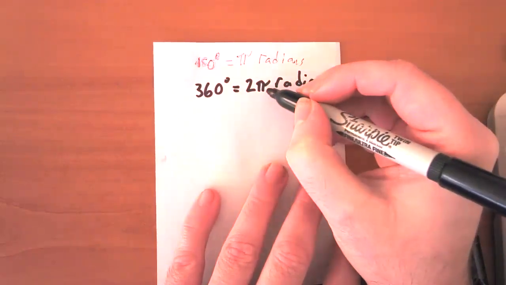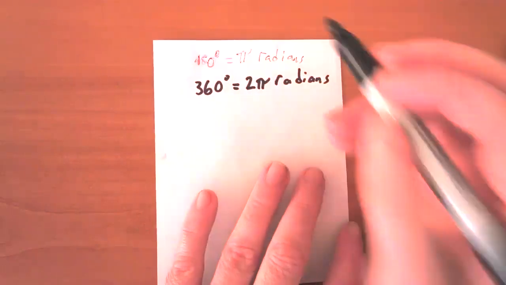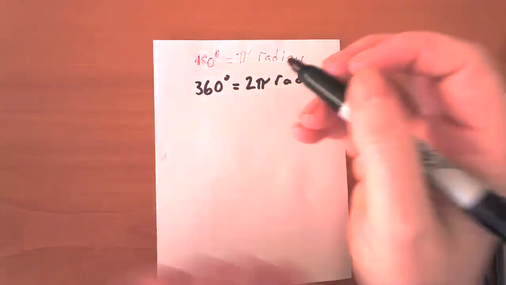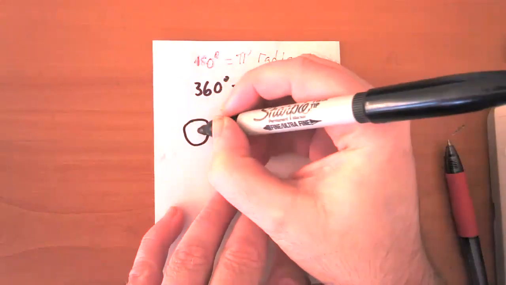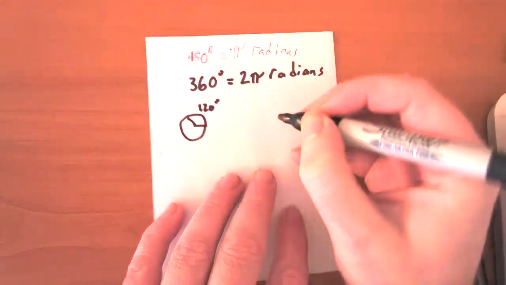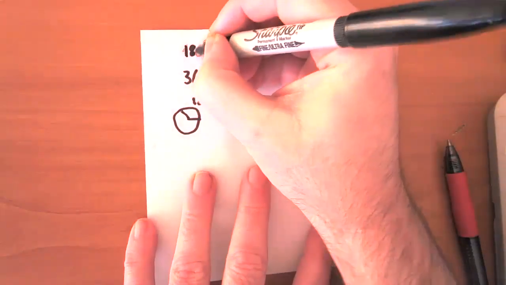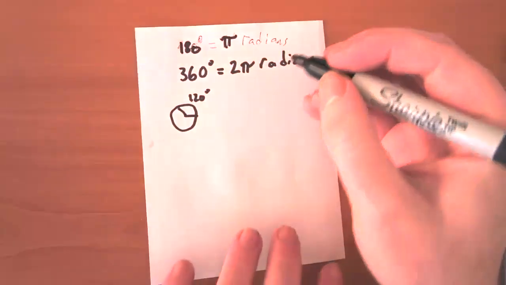So this is the circumference of the unit circle, and this is the number of degrees around the interior of a unit circle. And so let's say that we had some measure inside a circle. Let's say that this was 120 degrees, and we wanted to express that in terms of radians. Let's see how to do that. So we've got this conversion factor here, 180 degrees equals pi radians.